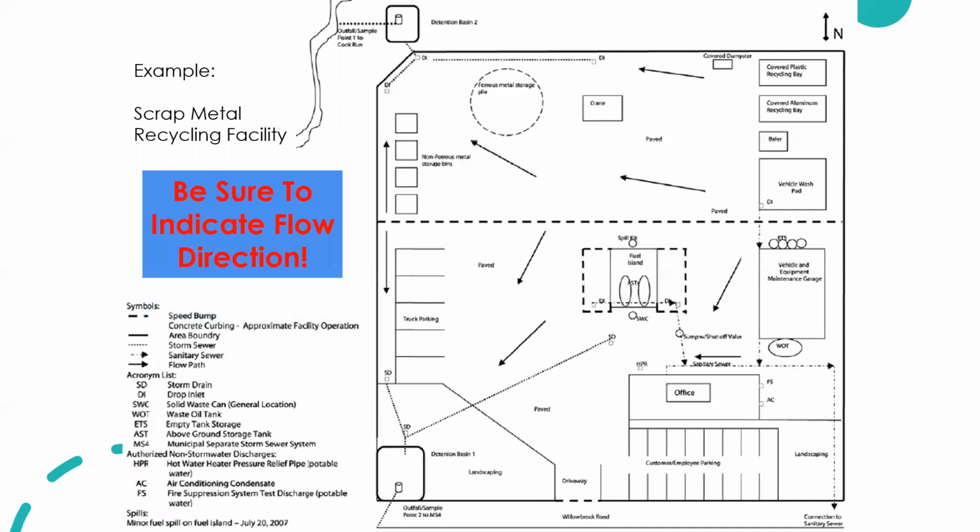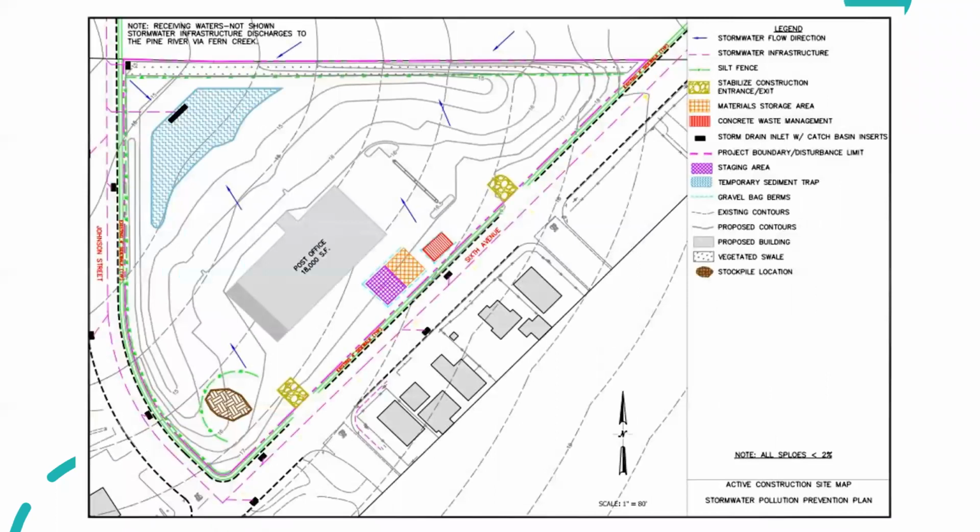And like I was saying, they indicated flow direction. And this is very important because if you don't understand where your flow is, you really can't determine where your water is going to go once it leaves the site. So that was one for industrial. Now we're going to look at one for construction.